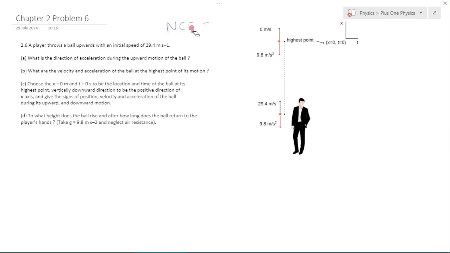So today we are with a new problem, which is a ball thrown into the air, and we have to find the acceleration and the other things asked in this question. The problem is: a player throws a ball upwards with an initial speed of 29.4 meters per second. The first question is, what is the direction of acceleration during the upward motion of the ball?